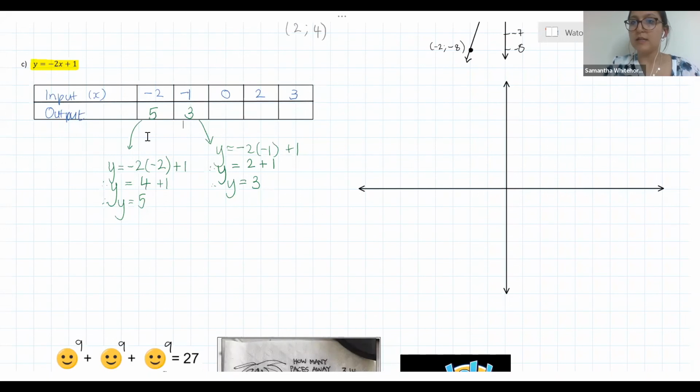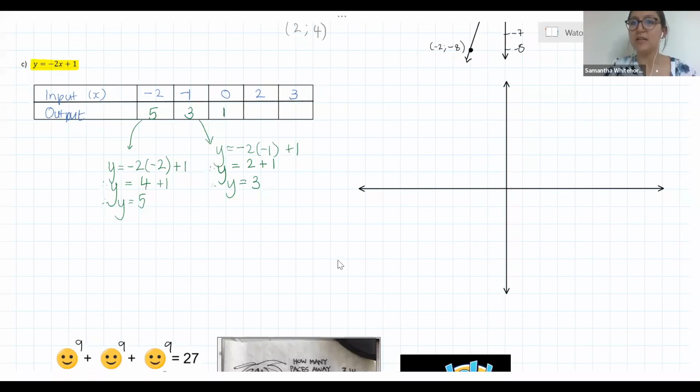Okay. Dimple, would you like to give us the third one? Nokutula, would you like to give us the third one? Yes, ma'am. Okay, tell me. Ma'am, I think it is 1. Excellent, well done. So guys, negative 2 times 0 is 0, and then 0 plus 1 is exactly 1.